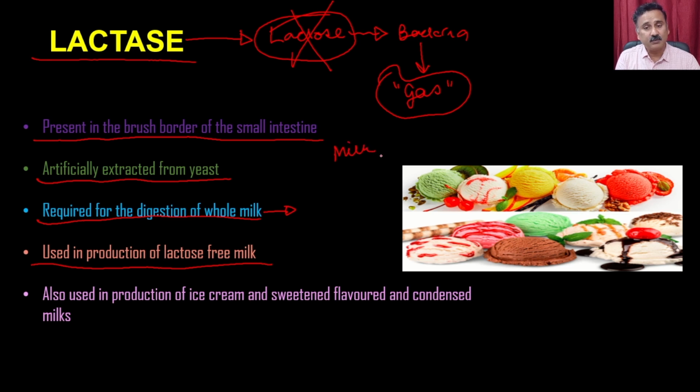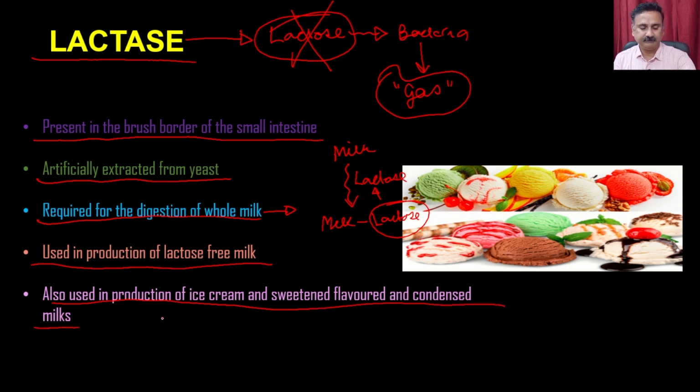Milk contains lactose, and when it is treated with the enzyme called lactase, the milk gets converted into milk without lactose, because the lactose is consumed by the lactase. It is also used in the production of ice cream, sweetened flavors, and condensed milk.